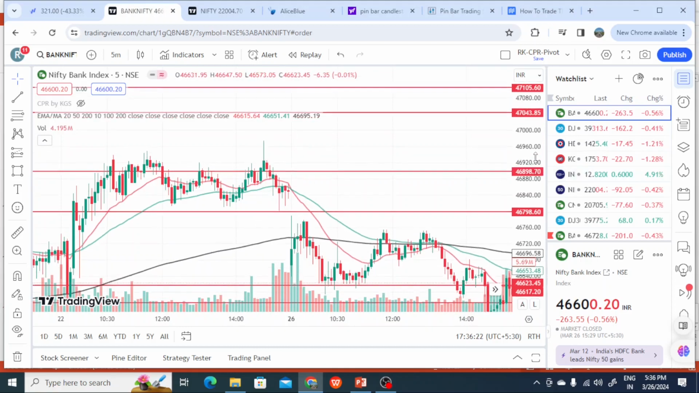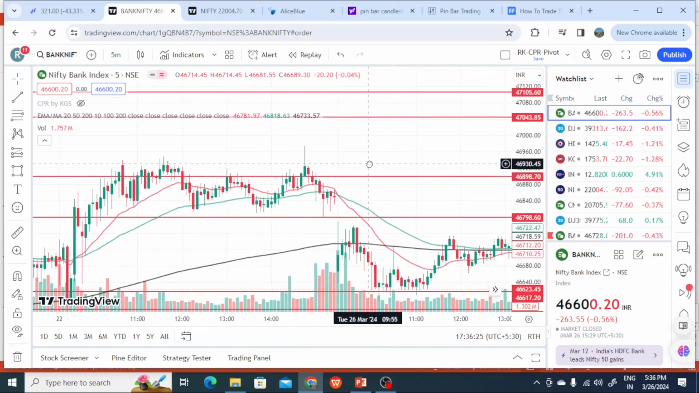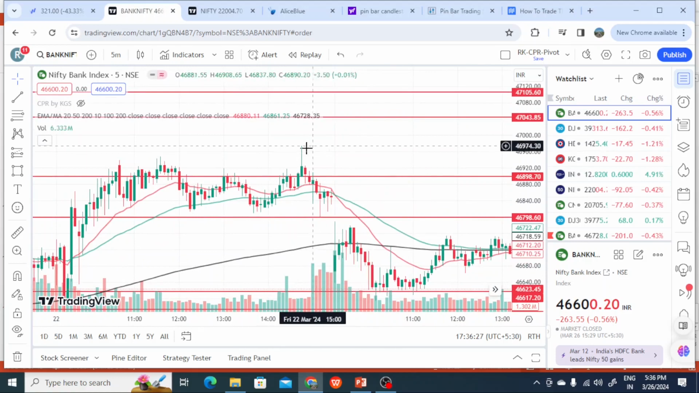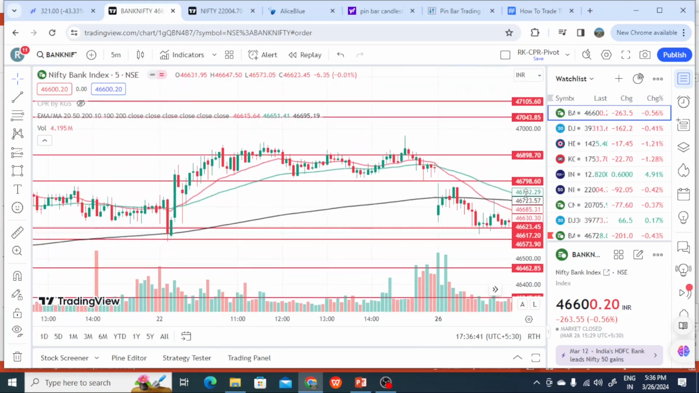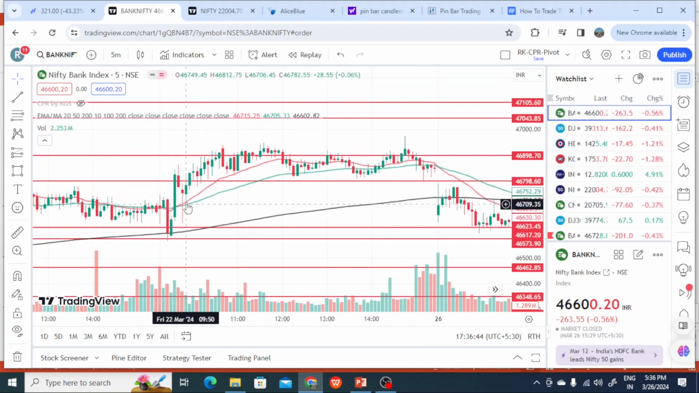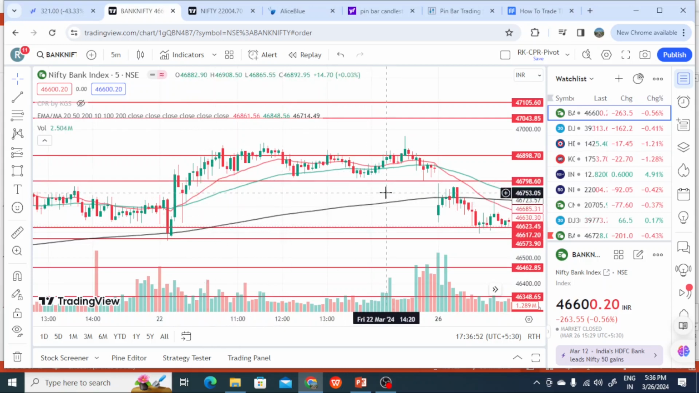After this candle, see this bearish pin bar. Even though the candle is green in color, the way it's getting formed at the higher level, this can be called a bearish pin bar. After that, the price started falling down here. Same way, previously on the same day, 24th March, there was a big pin bar candle.